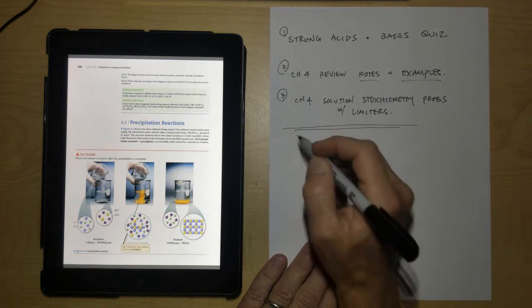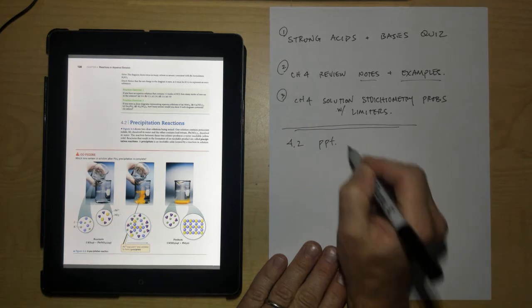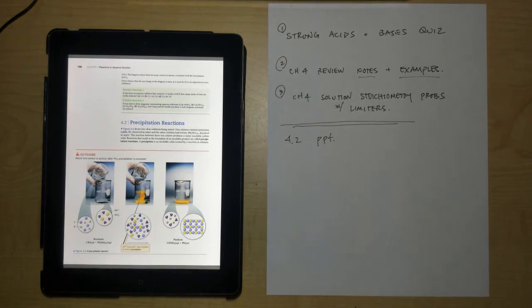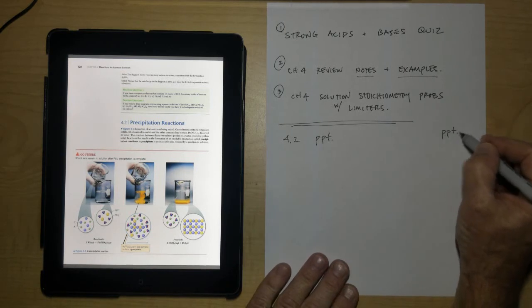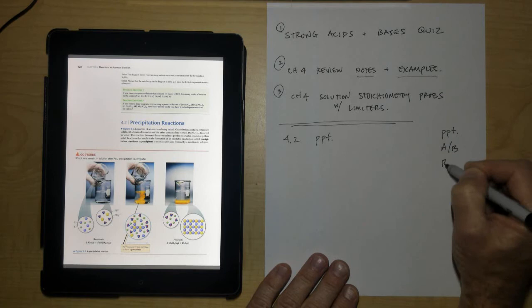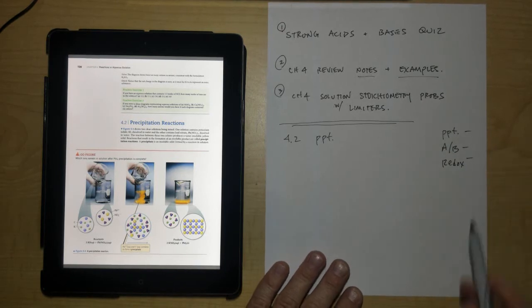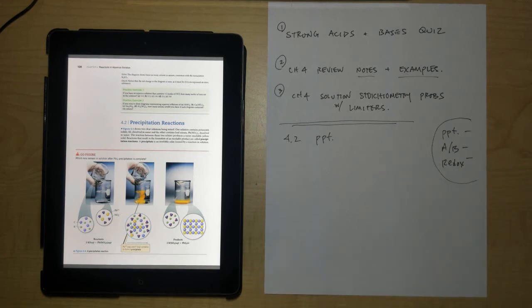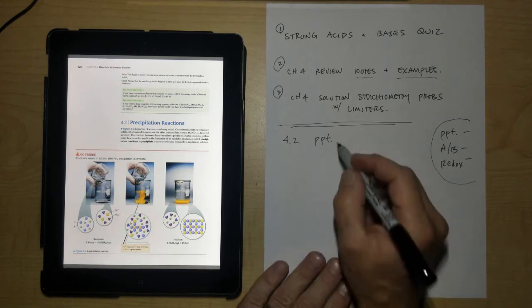Here we go. Section 4.2 are a type of reaction called precipitation reactions, symbolized PPT. It's one of the three types or broad categories of reactions that Chapter 4 talks about. The broad categories are precipitation reaction, acid-base reactions, and redox reactions. And you can pretty much classify most all reactions, not all, but many different reactions into those three really broad categories, and we'll focus on precipitation reactions first for about 5 minutes.